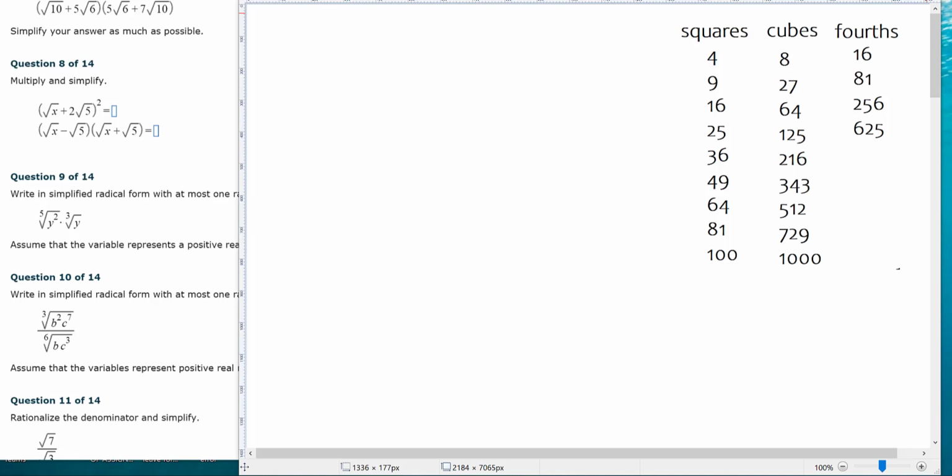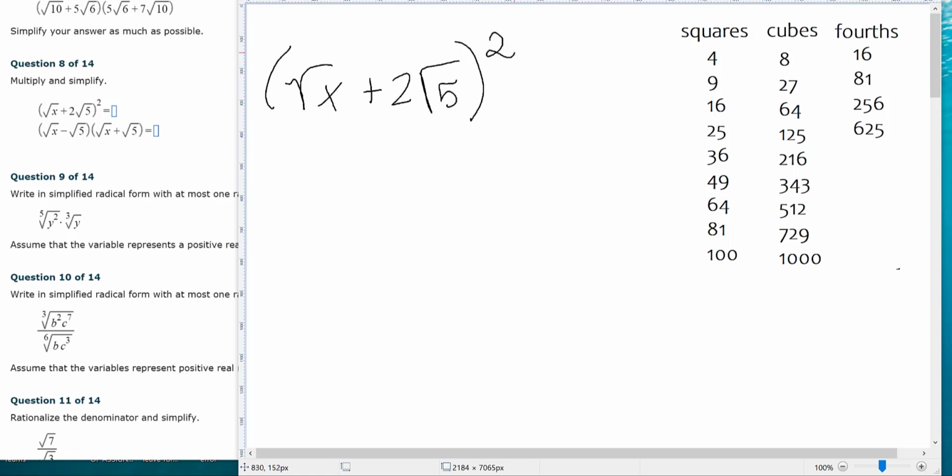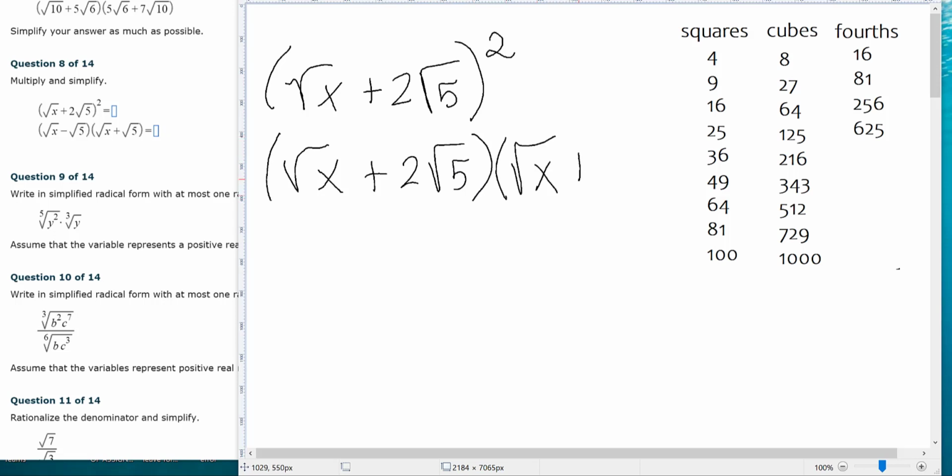Number 8 has two parts. The first part is the square root of x plus 2 square roots of 5. All of that is squared. So let's do the first part of number 8 first, and then we'll do the second part. To square a binomial means to multiply it times itself. You do not square each term. If you do, you're going to leave out the O and the I of the FOIL rule.